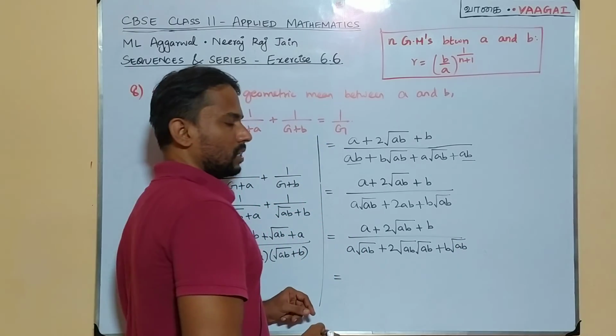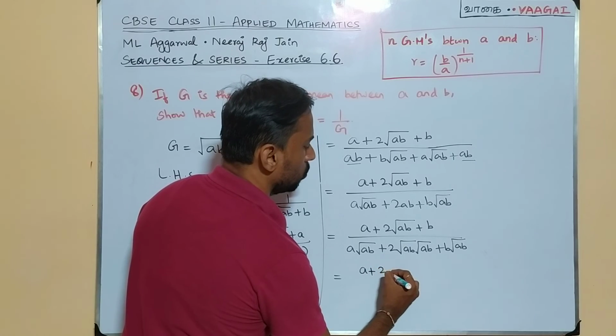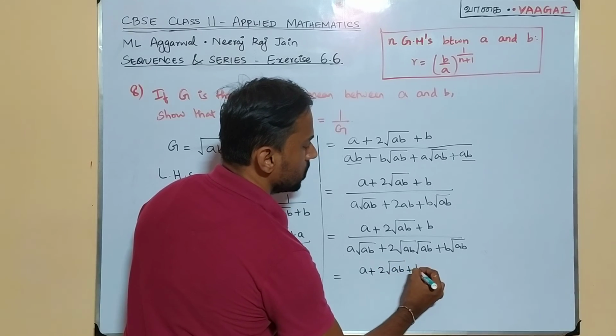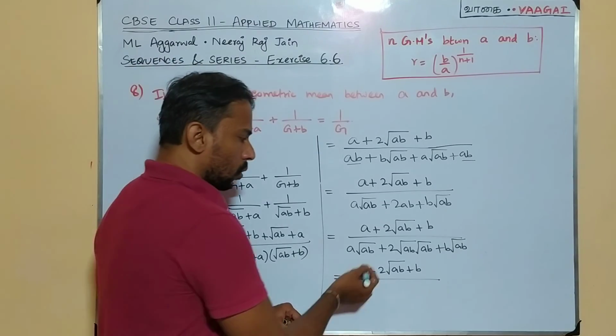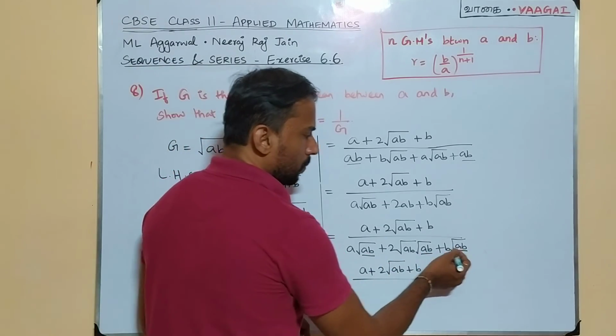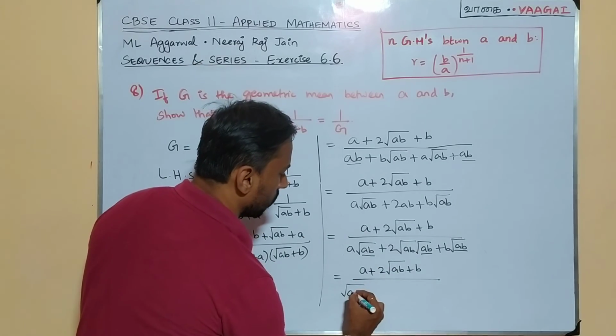And once again, the last step what I am going to do is, again I am going to keep the numerator as it is, A plus 2 root AB plus B divided by, now this time I can see root AB, root AB, root AB in all these terms in the denominator. I will take that one root AB as a common factor outside.